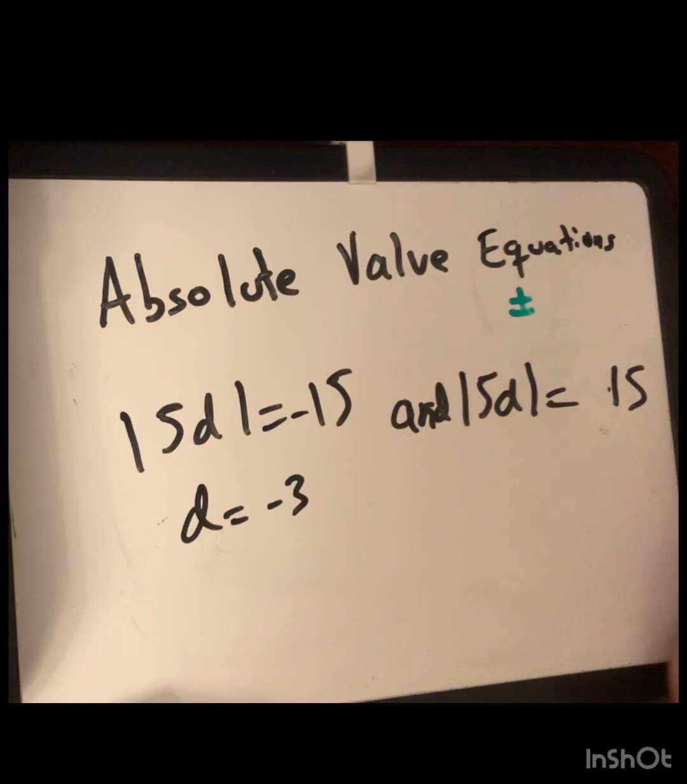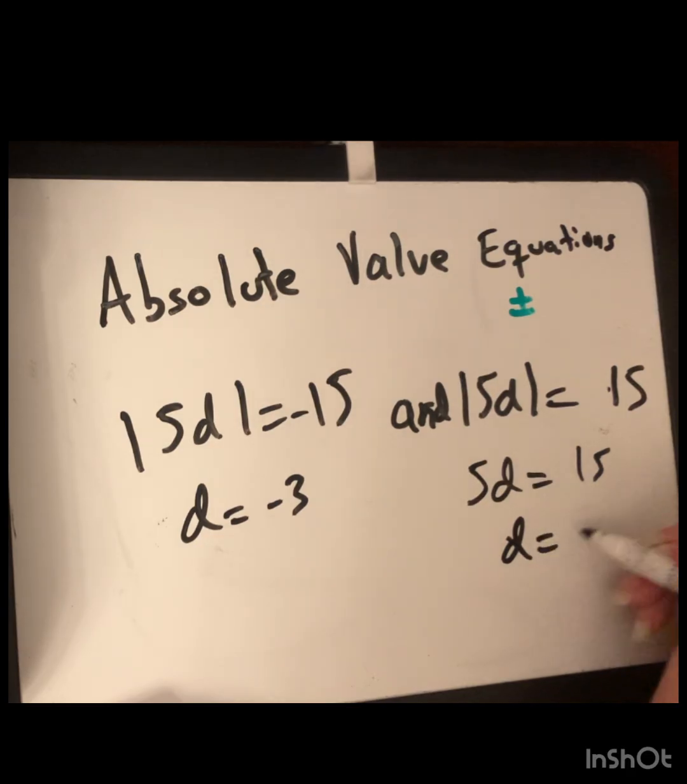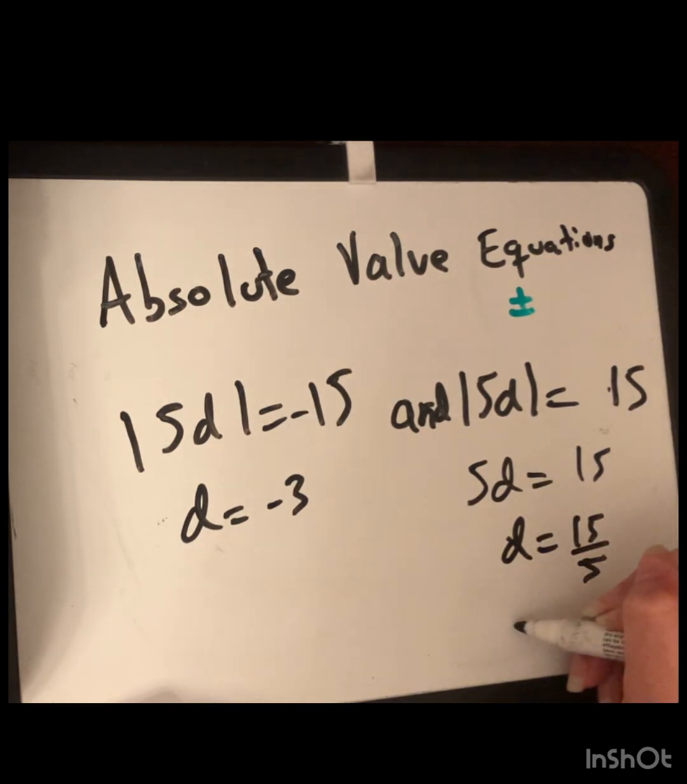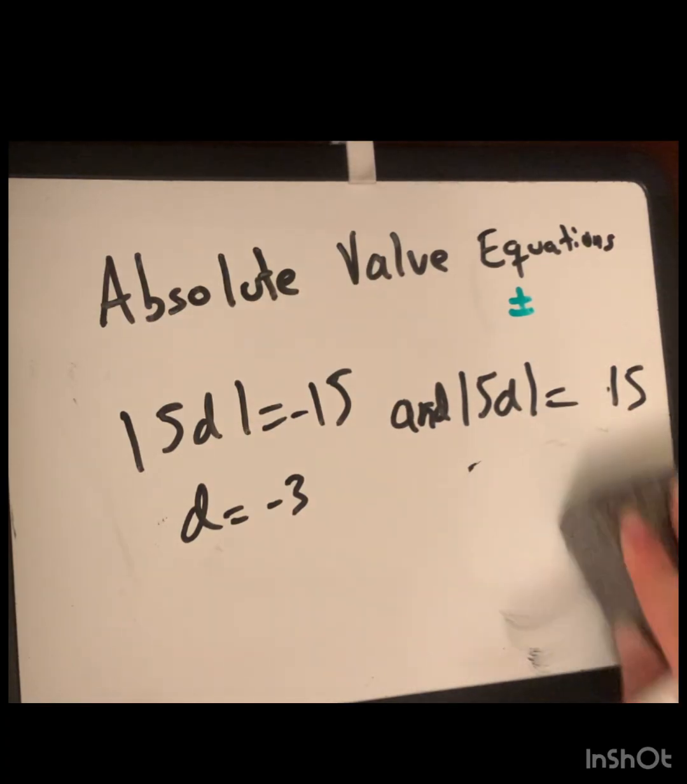Now we have to solve this one. So we take off the absolute value bars, and then since 5 is multiplying, it moves dividing. 15 over 5. D equals 3. So see, here are both of our answers. D equals 3.